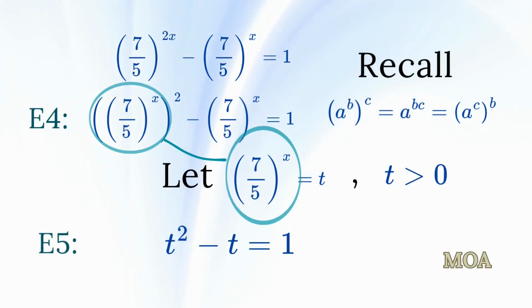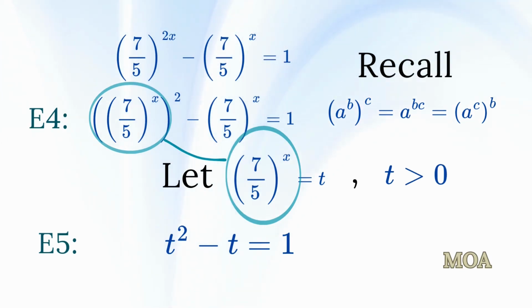Now, let us recall this famous rule: (a^b)^c equals (a^c)^b. Apply this rule to (7/5)^(2x), which equals ((7/5)^x)². By replacing this in equation E3, we obtain equation E4, which is the new equivalent form of equation E3.